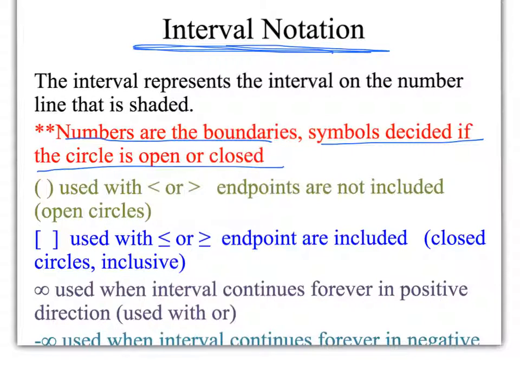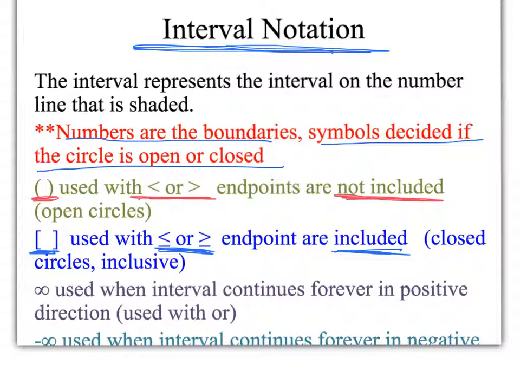Okay, so now this next part. If you have parentheses, just regular parentheses, those are used with less than or greater than, and the endpoints are not included. Those are open circles. There's a lot of stuff here. Just make sure you write it all down, and then when I show you some examples, it will make more sense. Okay, brackets, which are just parentheses but squared off, are used with less than or equal to or greater than or equal to, and those endpoints are included. Those would be represented by the closed circles.